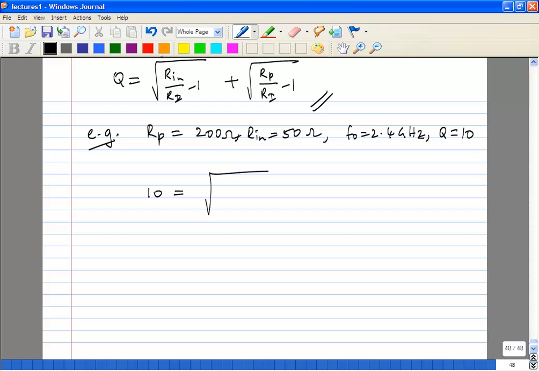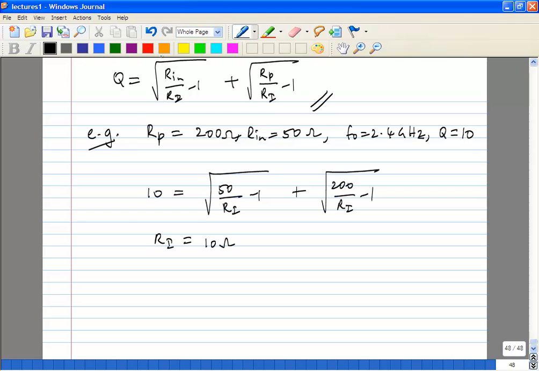So 10 equals root of 50 over Ri minus 1 plus root of 200 over Ri minus 1. Now this is an easy thing. You just square both sides and so on. It will end up being a quadratic equation. Or some people might find it easier to iterate. You put in some values, you'll get a certain left hand side and right hand side, so you know how to modify Ri.